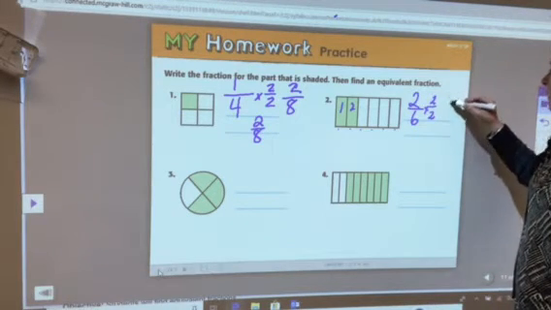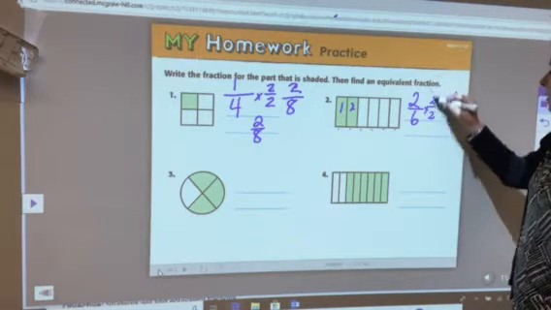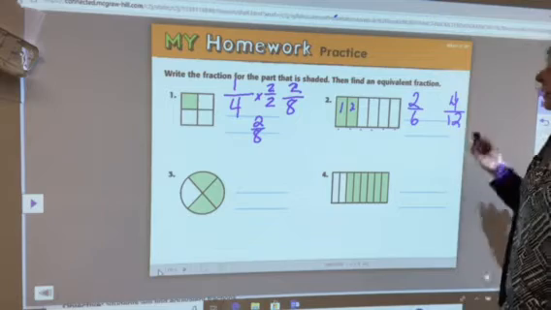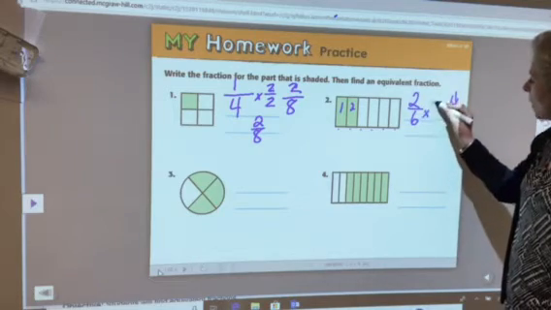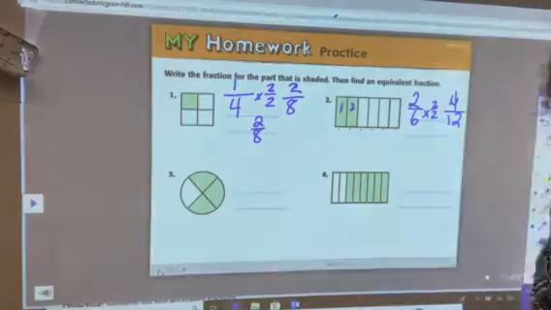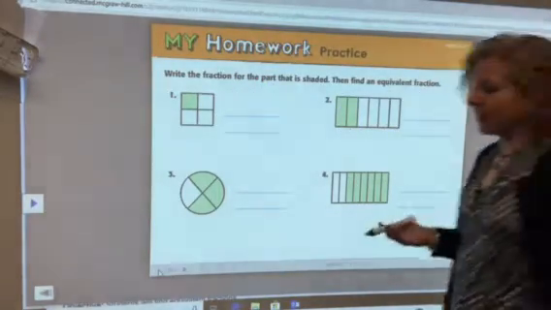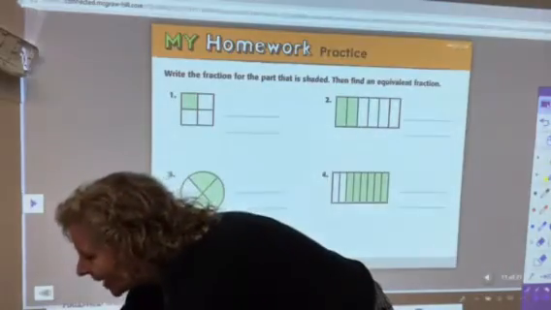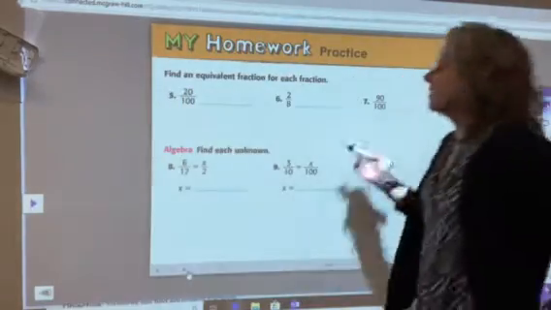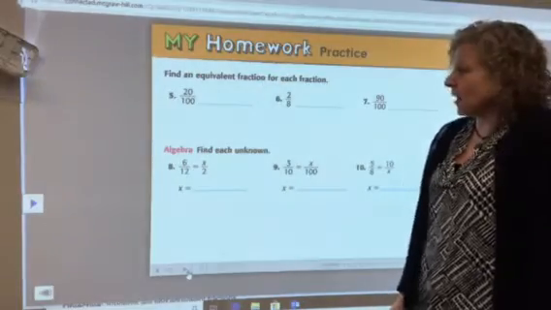2 times 2 is 4. 6 times 2 is 12. Guess what? 4/12 is equivalent. I am going to show my work. So what I'm going to have you do on this paper are a couple of problems like that, and then, let me do the next page, some like this. You have to find an equivalent for each fraction.